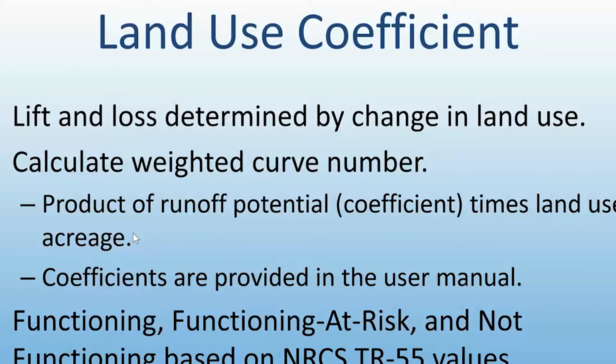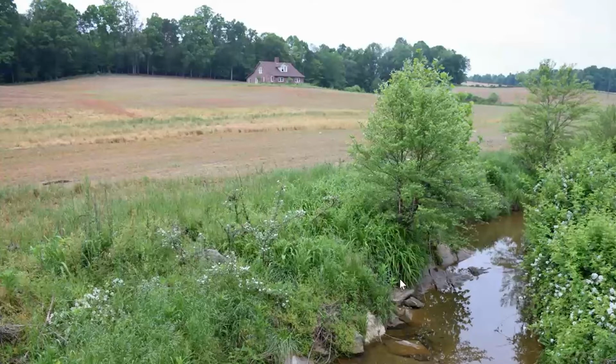And don't worry about the coefficients. Those coefficients are provided in the user manual. So as someone who's working with this, again, it's mostly a desktop activity, and you're going to be delineating land uses. It's kind of a GIS drill. The reference standards for this come from a manual, NRCS manual for TR55 values. So they are literature provided, or provided by the literature.